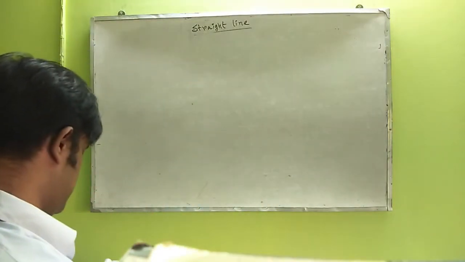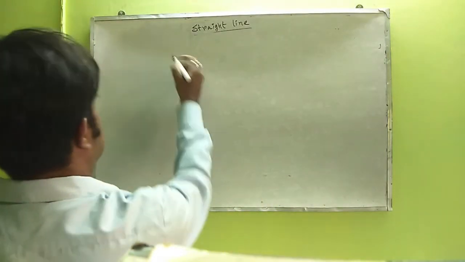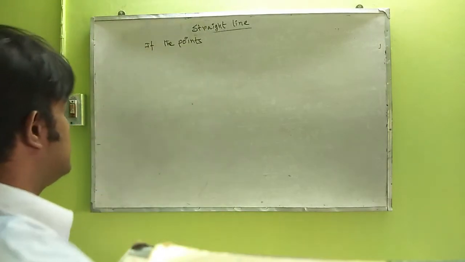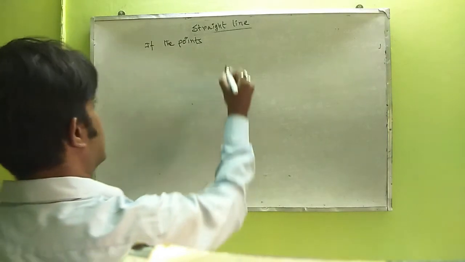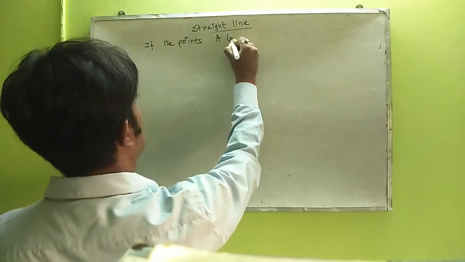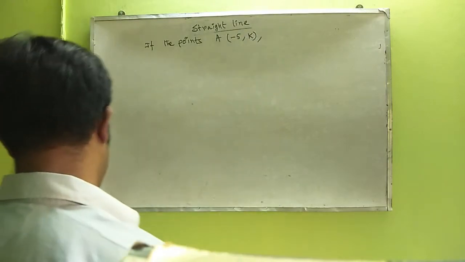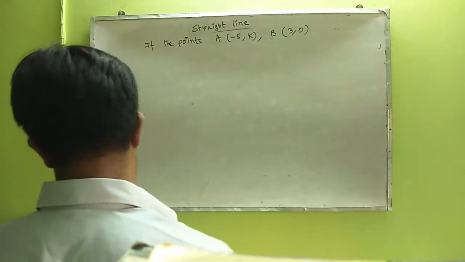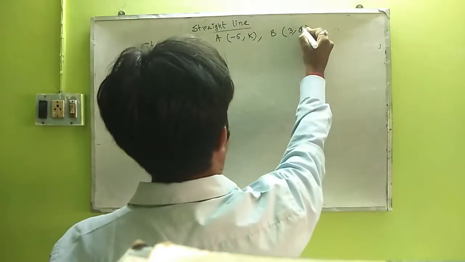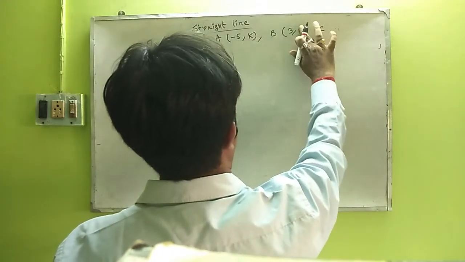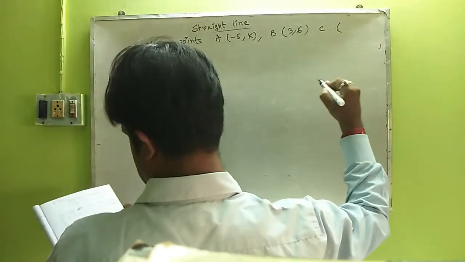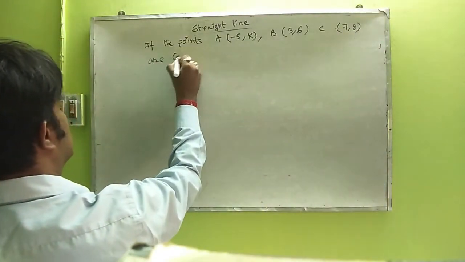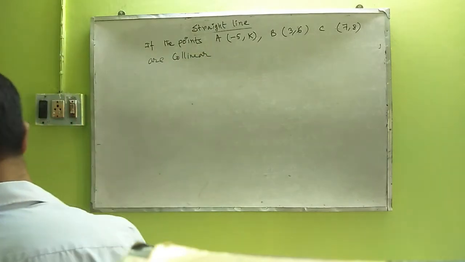Now, if the points A minus 5, k, B 3, 0, 3, 6, C 7, 8 are collinear, then find k.